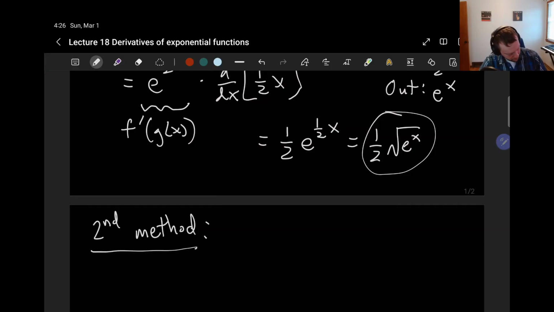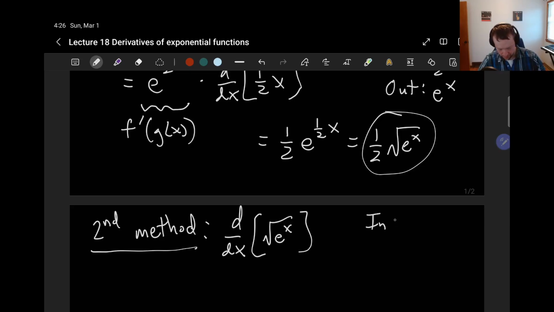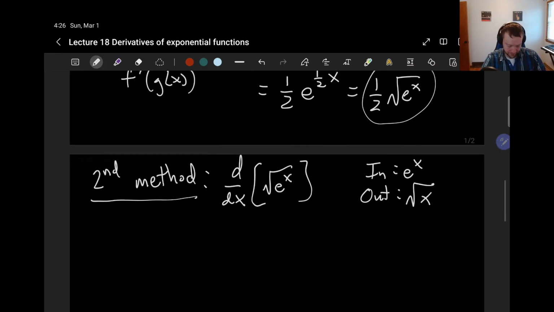Second method, I could do chain rule right away, with e to the x being inside the square root function. So that outer process is taking a square root. And let's see if we get the same answer. We should, otherwise something's wrong.